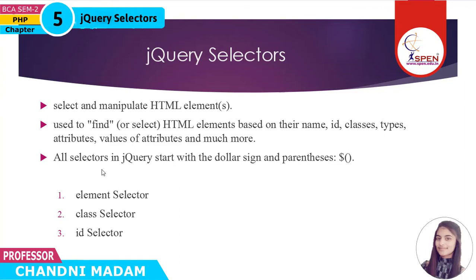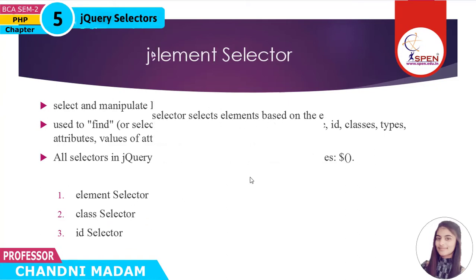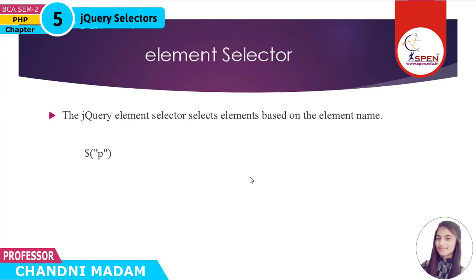There are three types of selectors available in jQuery: first is the element selector, then the class selector and the ID selector. One by one we will see all the selectors. Our first selector is the element selector. The jQuery element selector selects your element based on your element name. You can select all p elements on your page like this: $ sign, and in the parenthesis we will write p. So this line selects all p tags in your page.